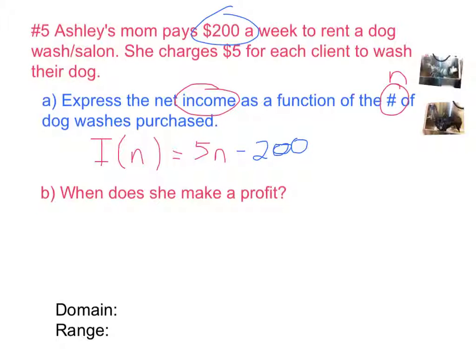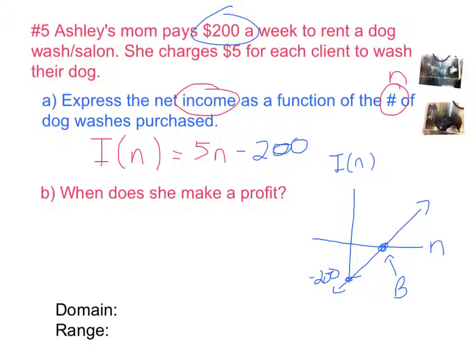Now you can think about this in terms of a sketch. Here's the x-axis, or in this case the n-axis. Here's the y-axis, or in this case the I of n-axis. The equation would start off down here at negative 200, that's the y-intercept. And it would slowly rise, 5 and run 1. And right here, that's the 0. That's the break-even point. That's when she has gotten all of her $200 back, and then after that point, she starts to make money.